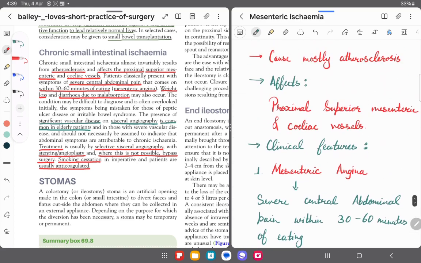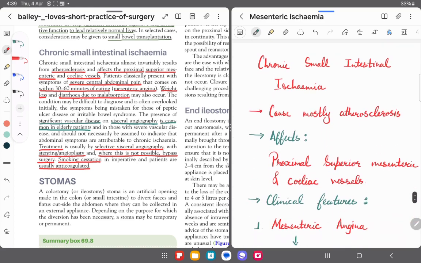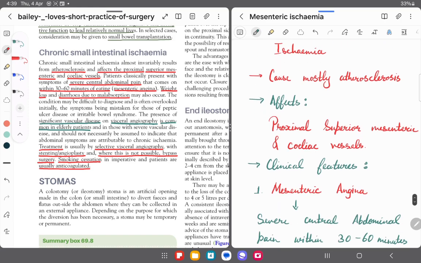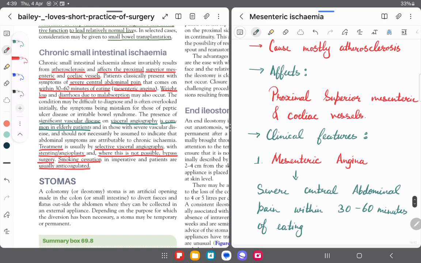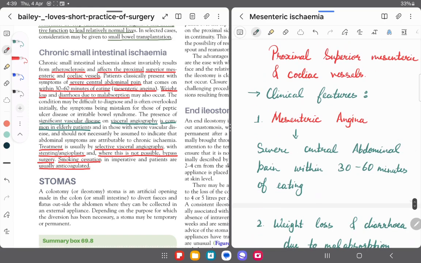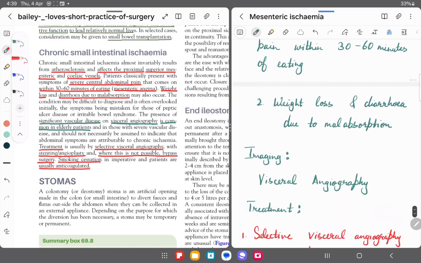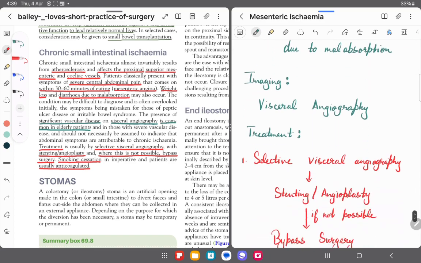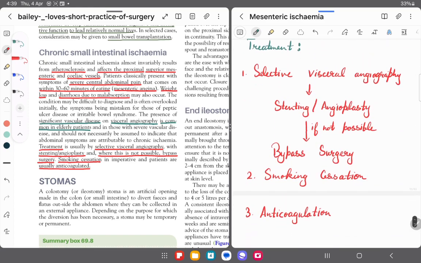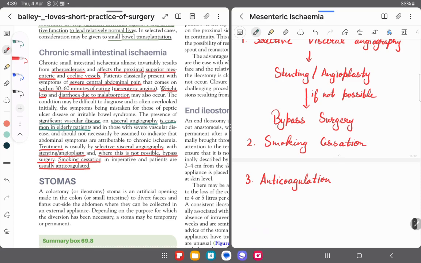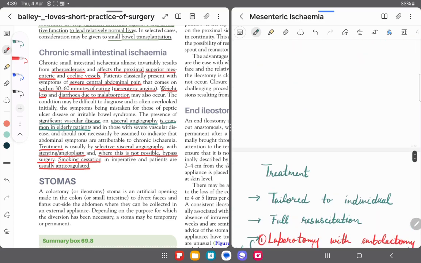So in chronic small intestinal ischemia, the cause is mostly atherosclerosis. It affects the proximal superior mesenteric and celiac vessels. Clinical features are mesenteric angina, severe central abdominal pain within 30 to 60 minutes of eating, weight loss and diarrhea due to malabsorption. Imaging, we do visceral angiography. Treatment is selective visceral angiography, followed by stenting and angioplasty, and if not possible, we go for bypass surgery. Smoking cessation is imperative and anticoagulation is usually done. This completes mesenteric ischemia.